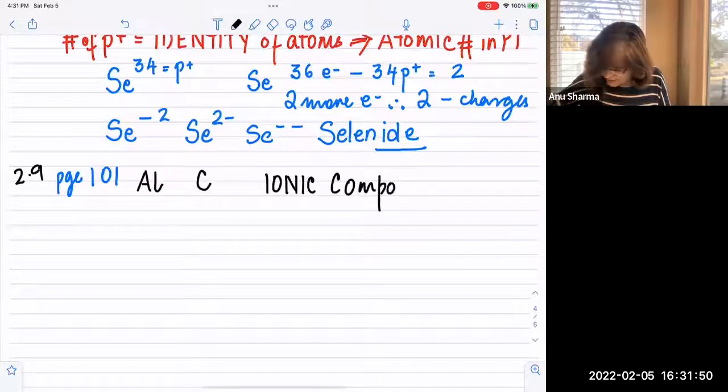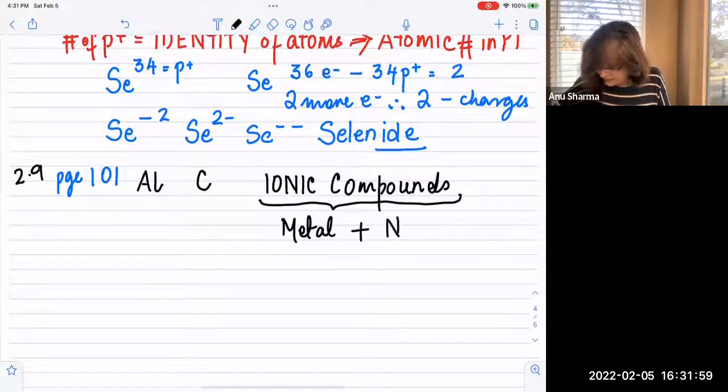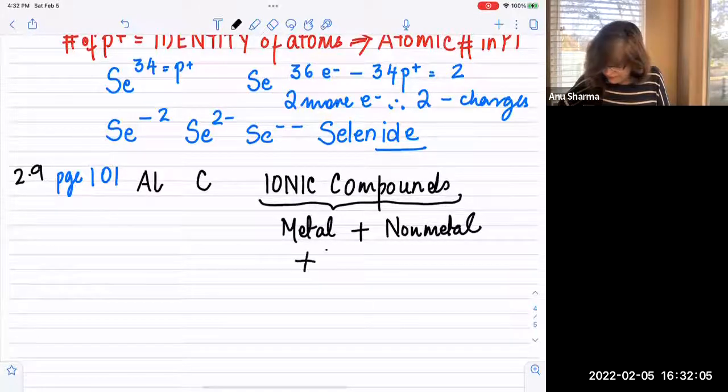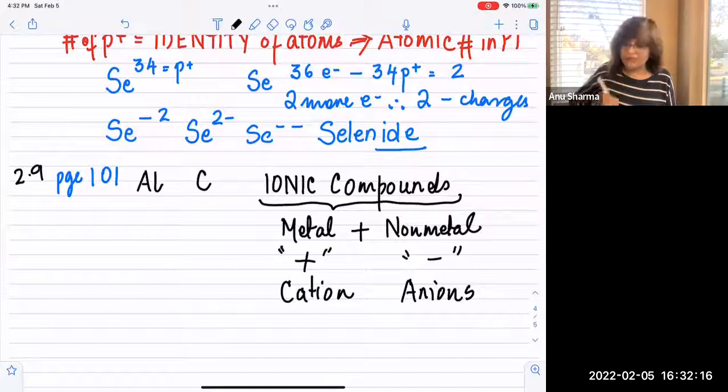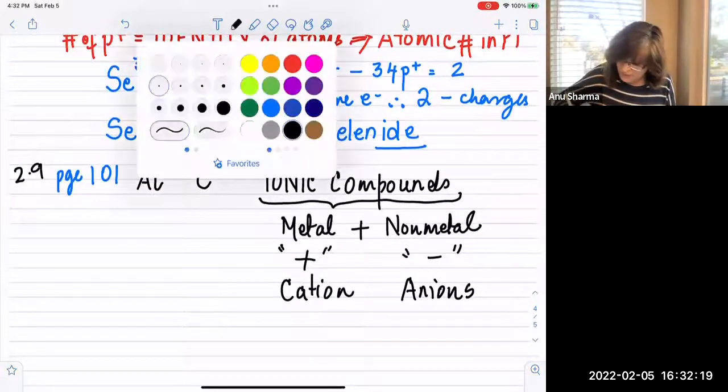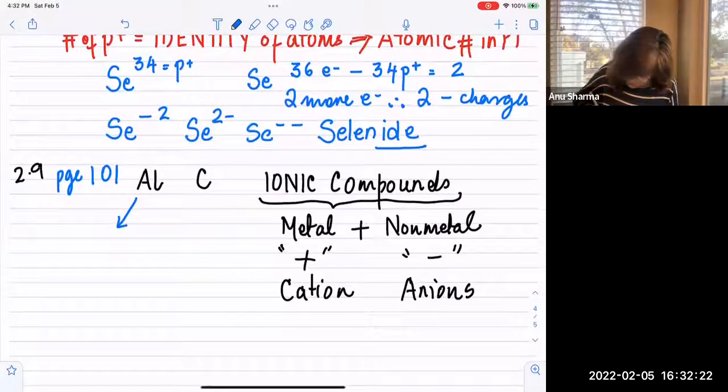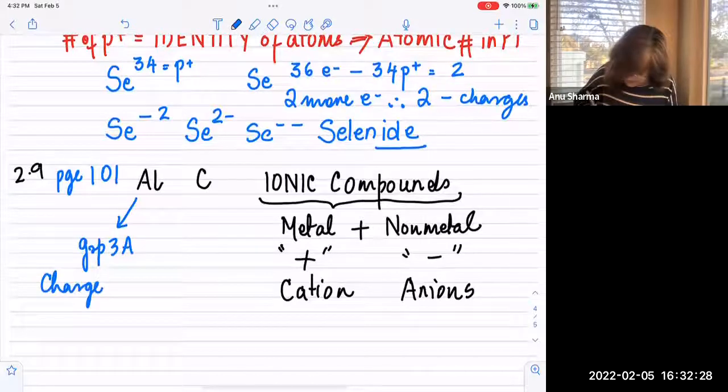There are charges there. Ionic compounds are formed by a metal reacting with a non-metal. So the metals will have a positive charge, or metals form cations, and non-metals will have a negative charge and form anions. How many charges are formed is based on the tables we just reviewed. So we are talking about aluminum. Aluminum is coming from group 3A. So the charge on aluminum is +3 because aluminum is a metal.